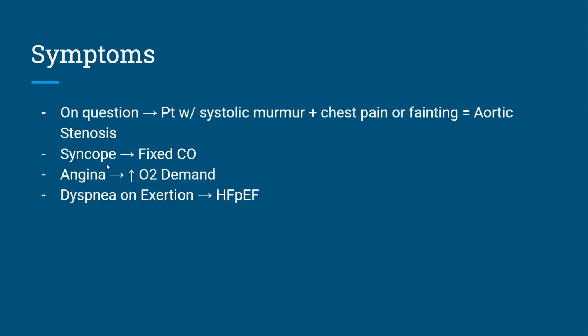And so the syncope occurs because the cardiac output cannot increase during exertion due to the fixed obstruction at the valve. The angina occurs because the hypertrophied myocardium has increased oxygen demand while coronary perfusion is reduced. And the dyspnea results because you have diastolic dysfunction and elevated filling pressures, which can cause pulmonary congestion.